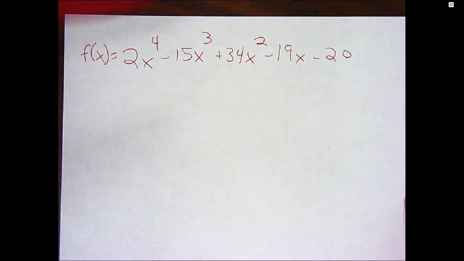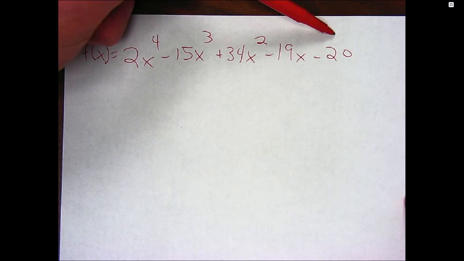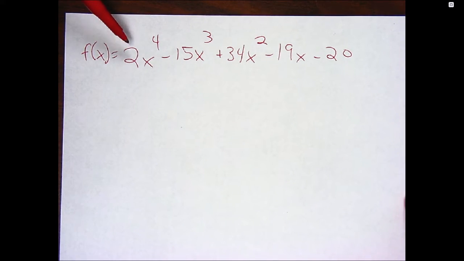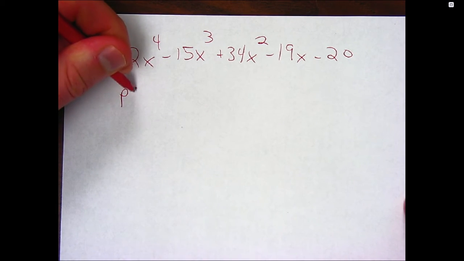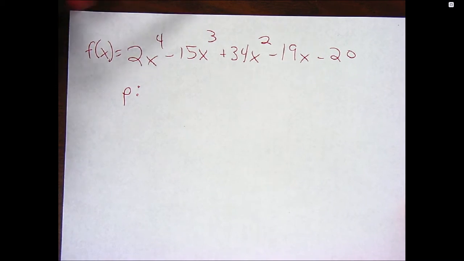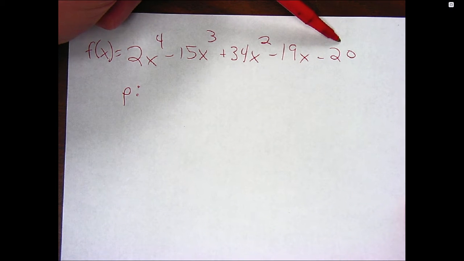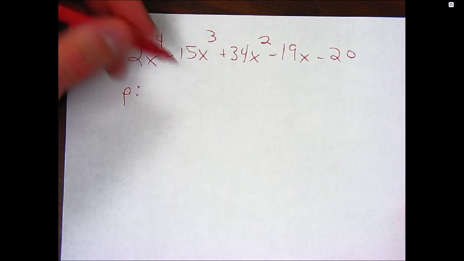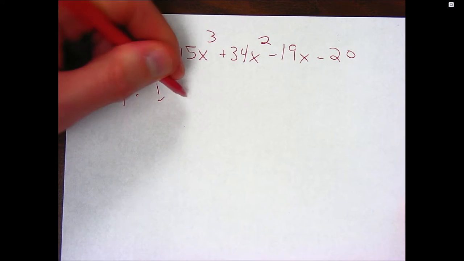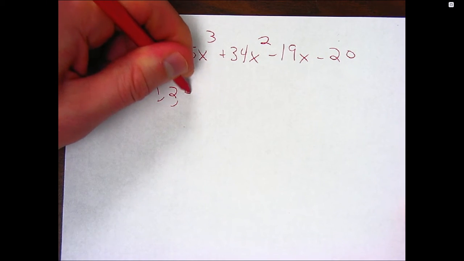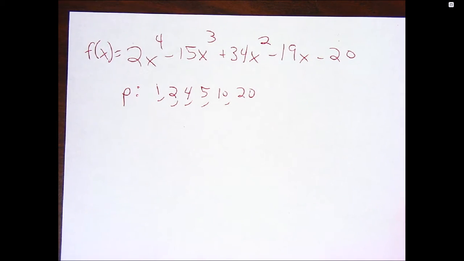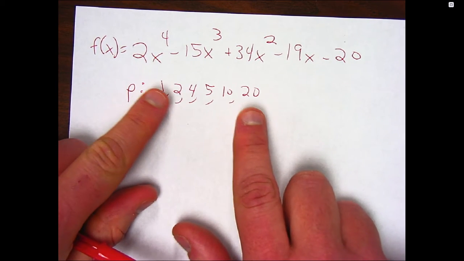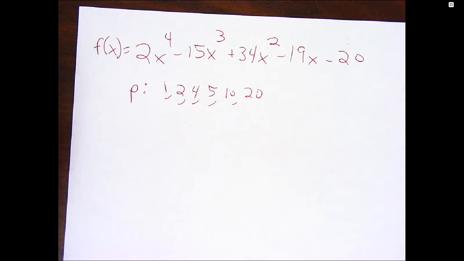Honors Algebra 2. We're going to look at this last number, the constant, and the lead coefficient. We'll talk about why this works in class, but for now the procedure is we're going to make this list of what we call p's. The p's will be the factors of the constant, so things that go into 20 evenly. So we'll have 1, 2, 4, 5, 10, and 20, right? So 1 and 20, 2 and 10, 4 and 5. I think I hit them all.